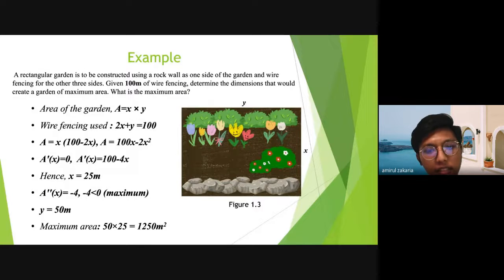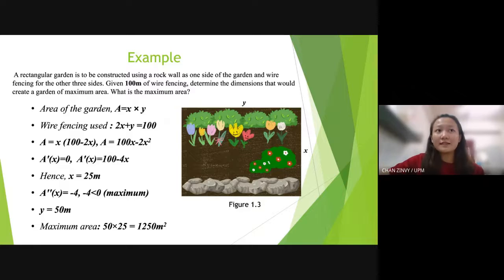to show the example. So this is one of the examples to show us how to use the optimization of maxima and minima to calculate the maximum area of this garden. So first we can deduce two formulas, and we can use the first derivative to calculate the values of x and y, and we use the second derivative to determine whether the value is a maximum or minimum. So we can know that the maximum area of this garden is 1,250 square meters.